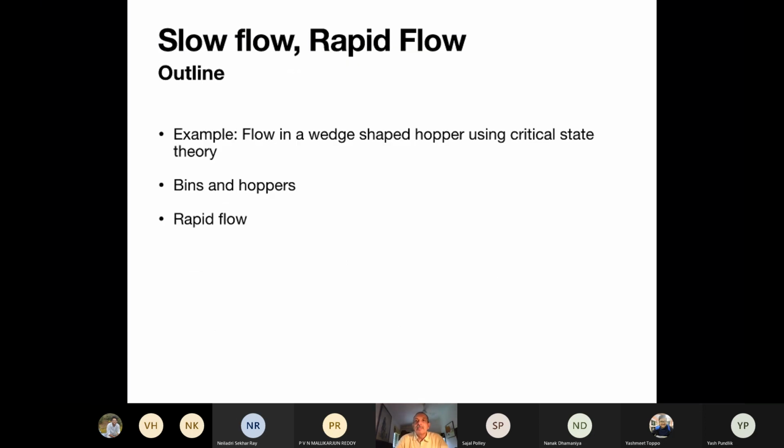Now what I'd like to do is one simple example in which I will solve the same problem we did for the Mohr-Coulomb theory. I'm going to solve exactly that same problem for this critical state theory. That is, what is the flow in a wedge-shaped hopper?